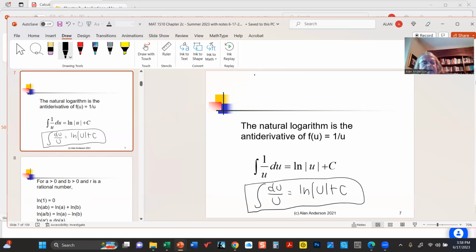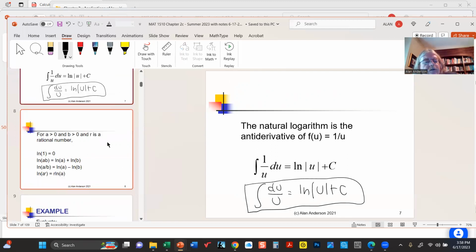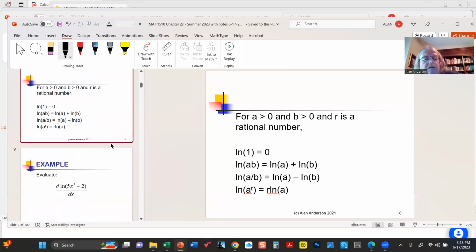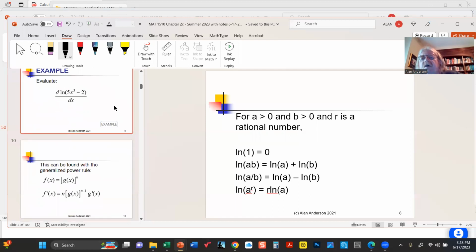all right. Now, here's a few other things that we've already seen, but we'll review them again. For any strictly positive a and b, r is rational. The log of 1 is 0. Log of AB is the log of A plus log of B. Log of A over B is log A minus log B. Log of A to the R power is R log A.